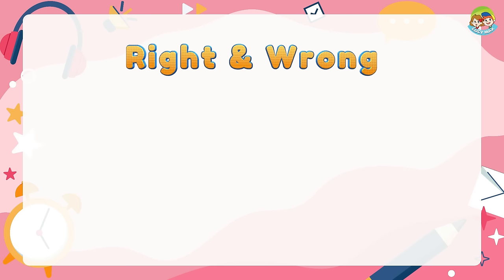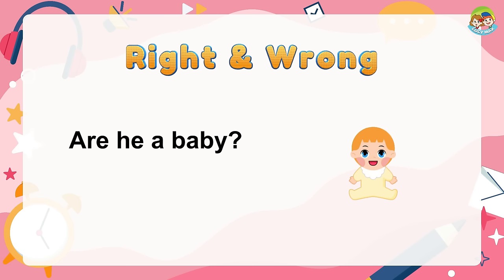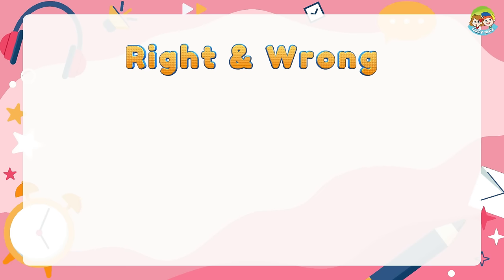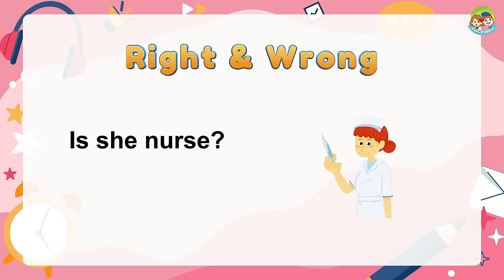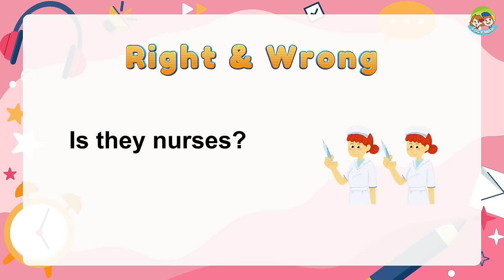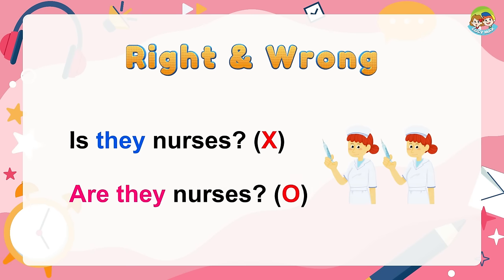The next one says, are he a baby? This is wrong because the pronoun he goes with the be verb is. Is he a baby? The next one, is she nurse? This is wrong because you need a after the pronoun she. Is she a nurse? Is they nurses? This is wrong because the pronoun they comes with the be verb are. Are they nurses?